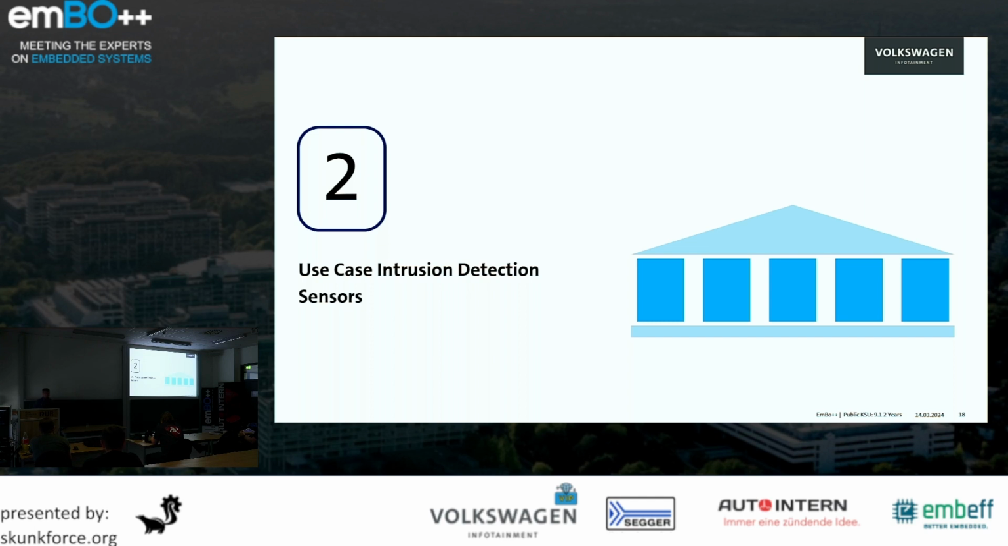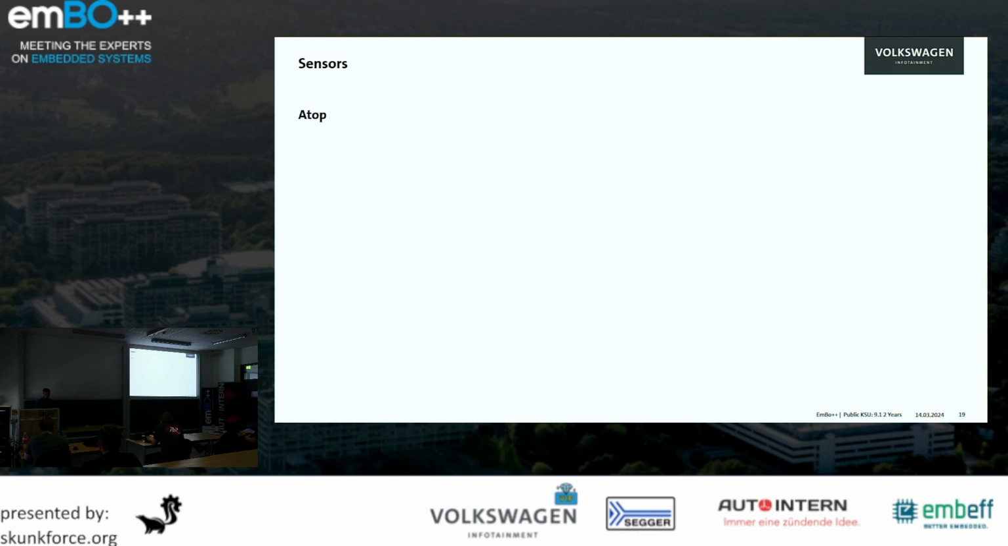So how can we do it now more special for intrusion detection? We need some sensors to see what's happening on top of our target. So I chose 3 sensors. The first one is ATOP. The second one is system call traces obtained by eBPF. And the third one is the audit log from SELinux.